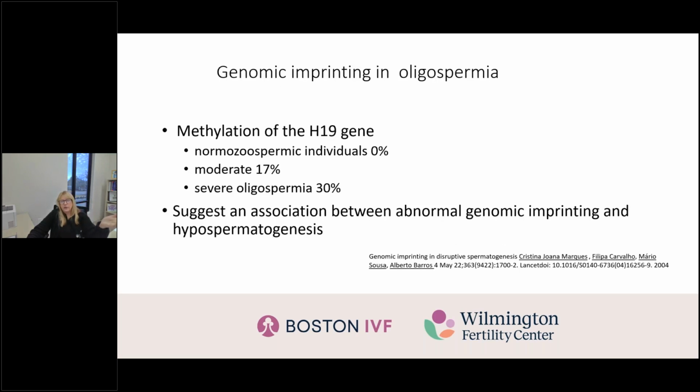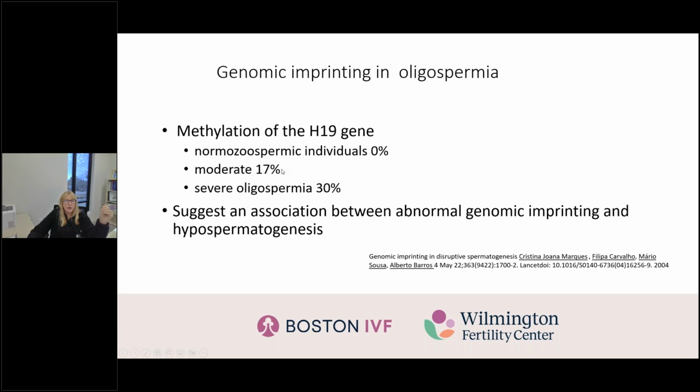And then it's also been described with oligospermia, found in sperm in patients with infertility. This study looked at the H19 gene that's related to weight, and I think it's been tied with Beckwith-Wiedemann syndrome. In patients who had normal sperm numbers, they didn't see any abnormalities of methylation.